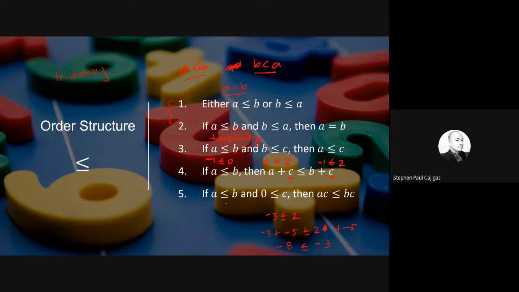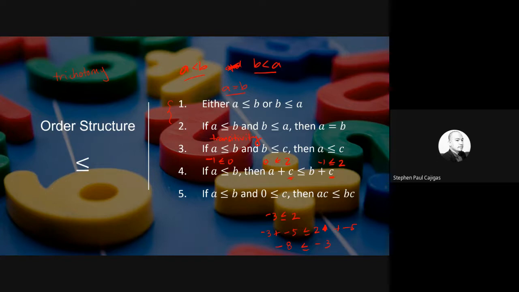Number 5, if A is less than or equal to B, and 0 is less than or equal to C, so C is either 0 or positive. So if C is 0 or positive, then we will be able to have the order that AC is less than or equal to BC. So again, C must be positive or 0.